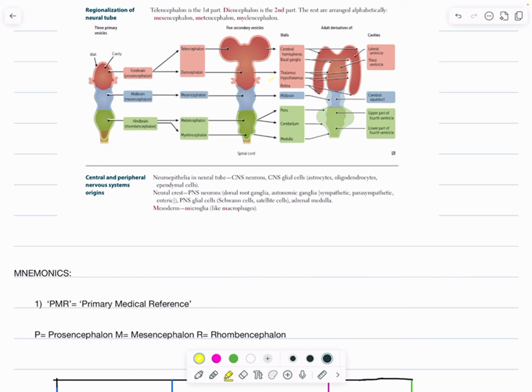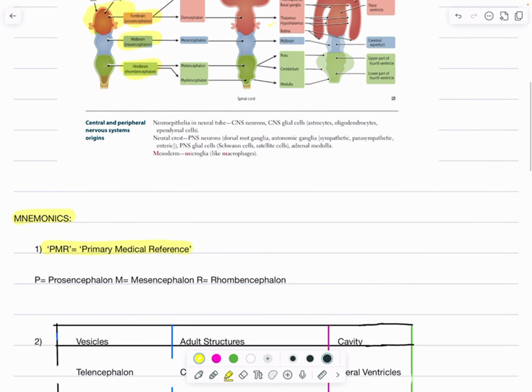So first of all, let's talk about the primary brain vesicles. At week 4 of embryogenesis, the closed neural tube begins to expand and differentiate at its rostral head end. This results in 3 bulges or primary brain vesicles. The forebrain is also known as the prosencephalon, the midbrain as the mesencephalon, and the hindbrain as the rhombencephalon.